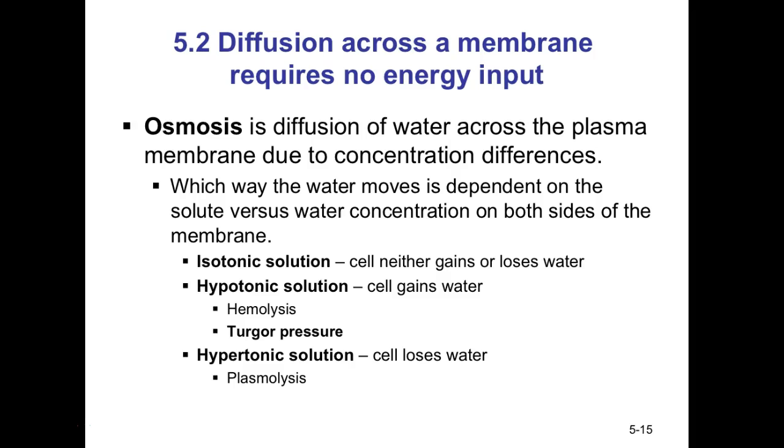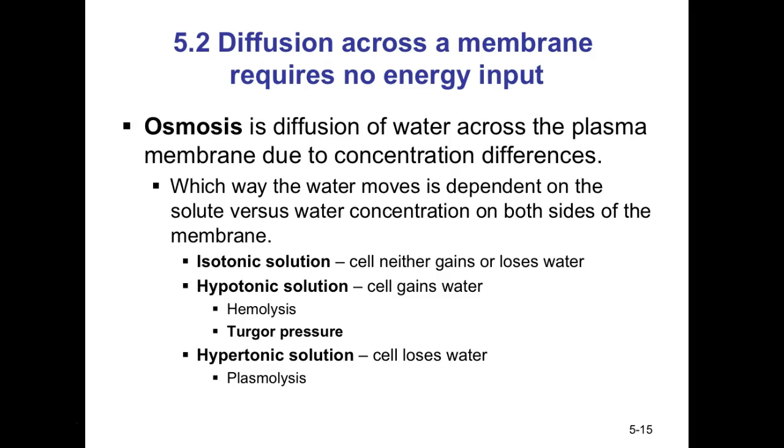Another type of passive transport is osmosis. Osmosis is the diffusion of water across the plasma membrane due to concentration differences. Which way the water moves is dependent on the solute versus the water concentration on both sides of the membrane. There are three osmotic conditions: isotonic solutions, hypotonic solutions, and hypertonic solutions. In an isotonic solution, water is going to be at equal concentrations on both sides of the membrane. Therefore, a cell is going to neither gain or lose water.